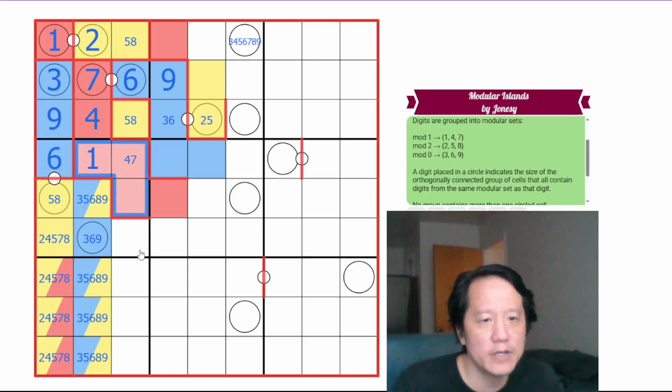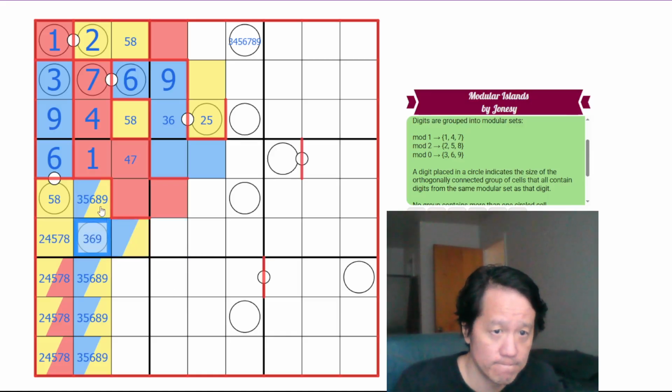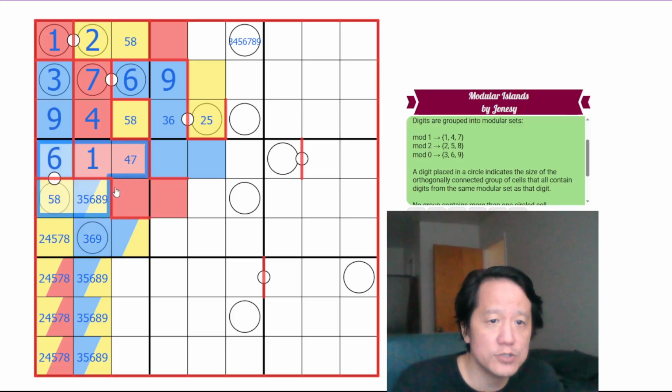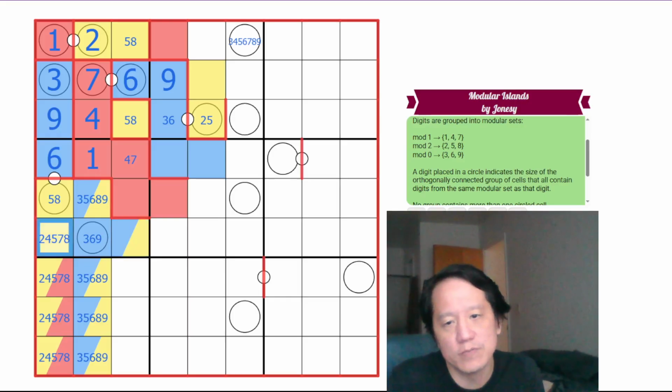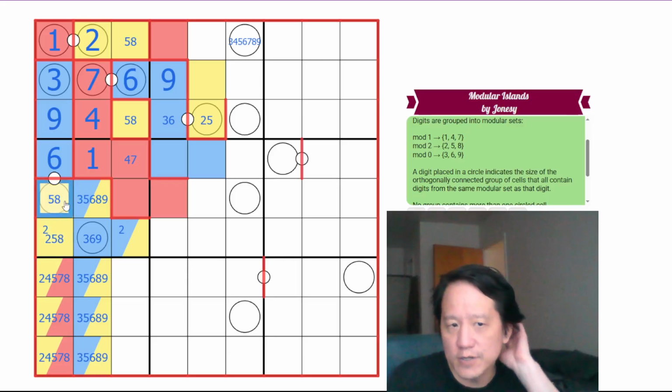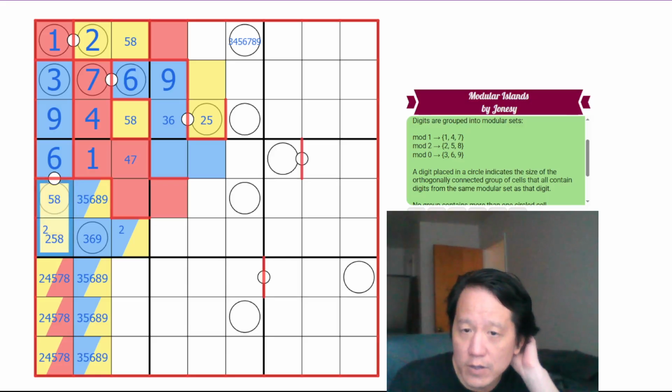This is red. This is blue or yellow here. We don't know. Where is 2 in this box? Cannot be here because of... Actually, could be here. Never mind. 2 has to be one of these 2, though. This cannot be 4 or 7. It's 2, 5, or 8, which means it goes that way. So it has to have 5 digits, so it must continue on that way.